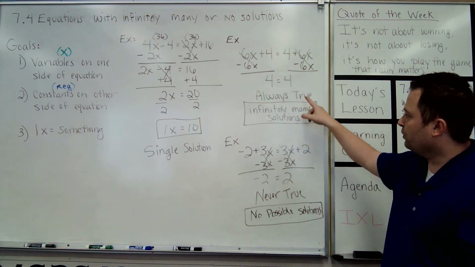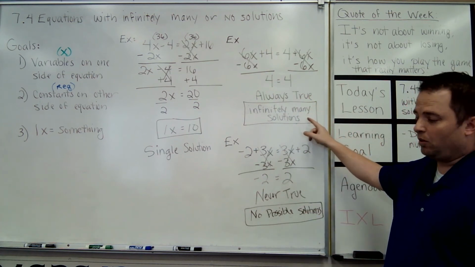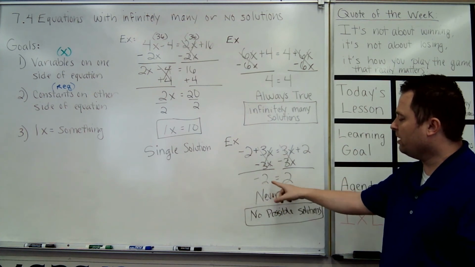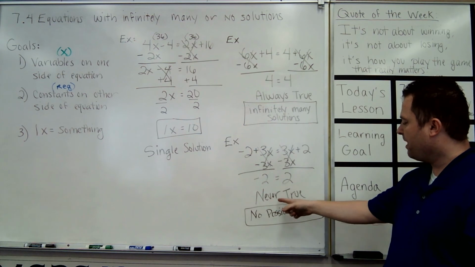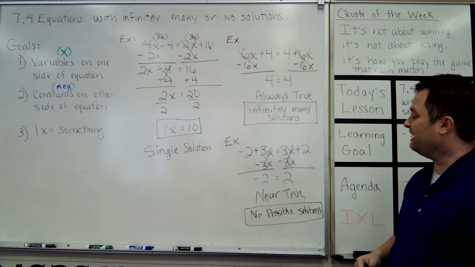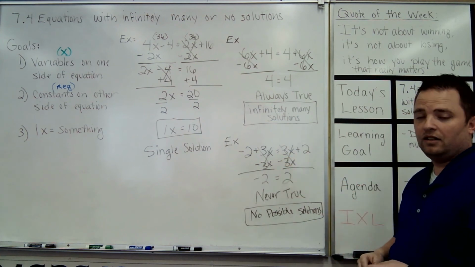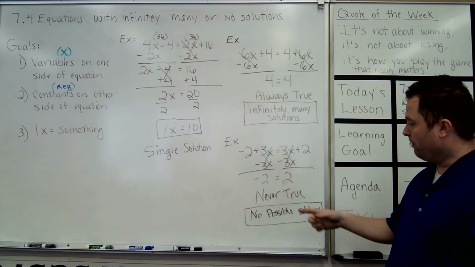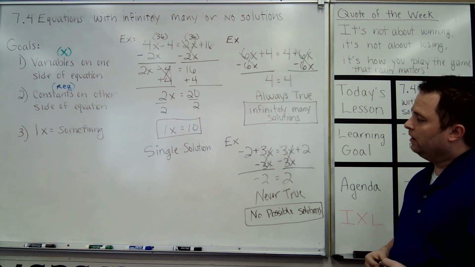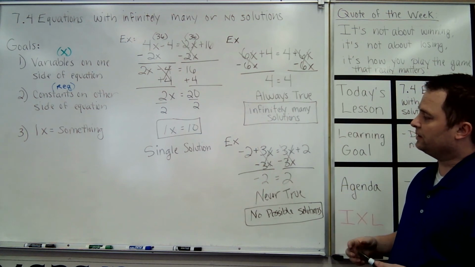If what's left is a true statement, you have every single answer will work. If what's left is a statement that doesn't make any sense, one number is not equal to the other, that is never true, and thus there are no possible solutions. It means there is no value of x, no matter what we do, that will make the left-hand side equal to the right-hand side. So I guess to sum up everything that we're doing, if you want 3 different options.